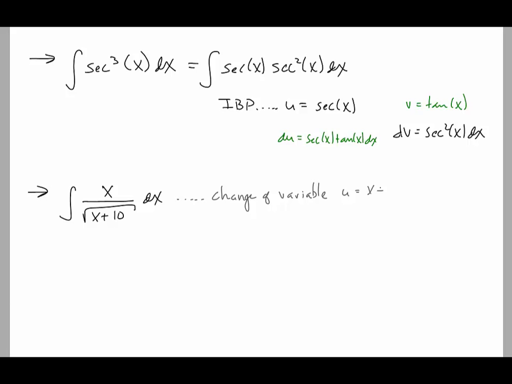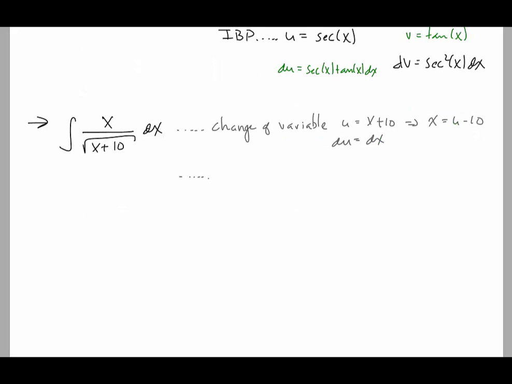So we would let u equal x plus 10, du would then be dx. But then what I do is I solve for x and I'm left with u minus 10. Now the reason I do that is when I make my substitution, I'm left over with this value of x. So I could do this same problem with change of variable, or I could do the same problem with integration by parts. With integration by parts, I need a u and I need a dv. So my u would be x, my dv would be 1 over the square root of x plus 10 dx.